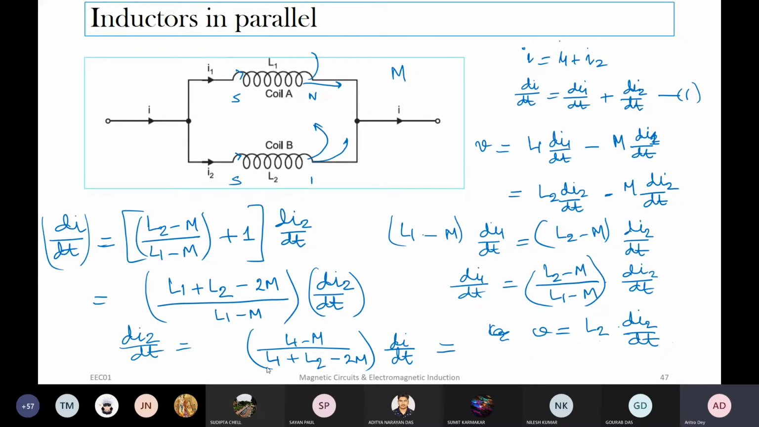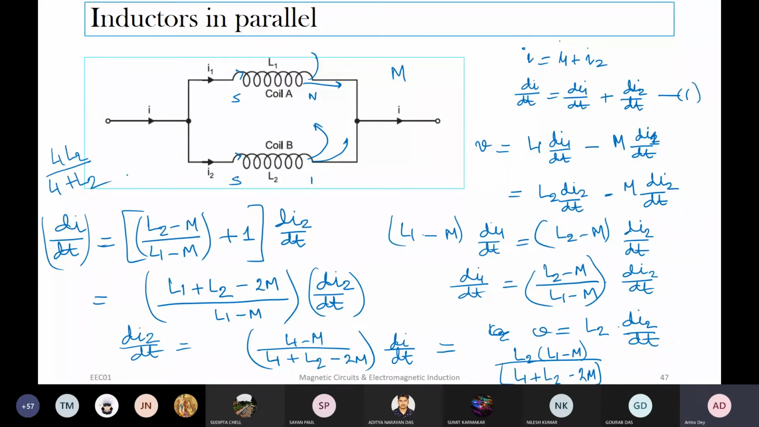It is actually L2 into L1 minus M by L1 plus L2 minus 2M. So this is your overall expression. Whenever your M becomes zero, whenever there is no mutual inductance present, it is simply L1 L2 divided by L1 plus L2, just like the parallel combination of two resistors.